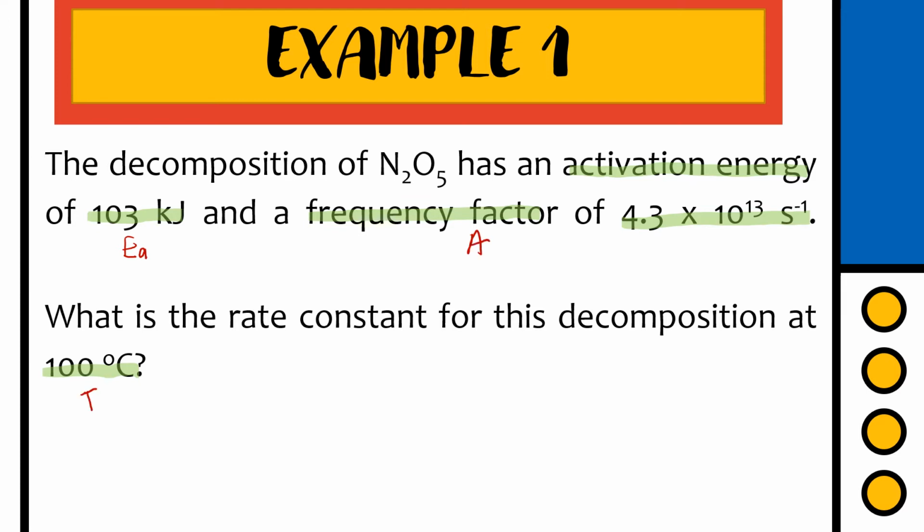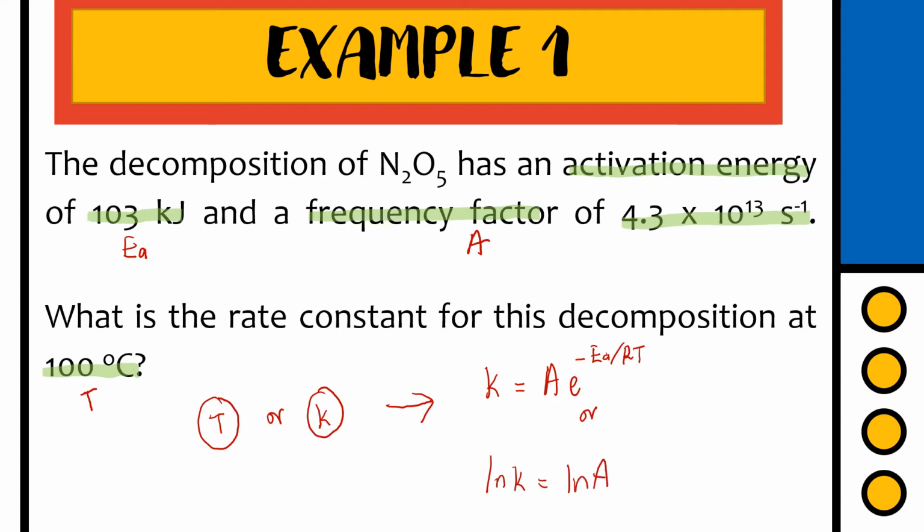To identify whether it is a one data or two data question, look at the information on temperature or on the rate constant. If you are given only one temperature or one rate constant, the equation that you will use is just the general Arrhenius equation, which is K equals A exponent to the power of minus Ea over RT, or ln K equals ln A minus Ea over RT.